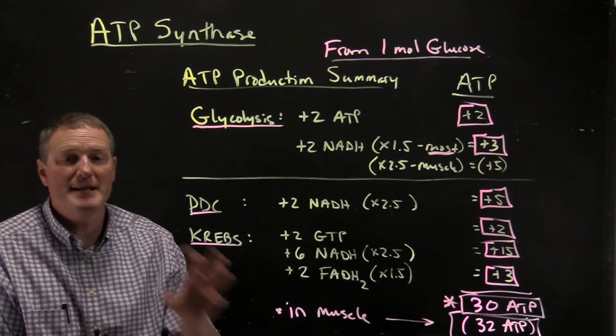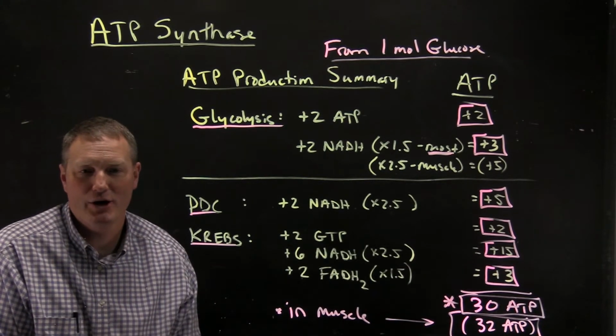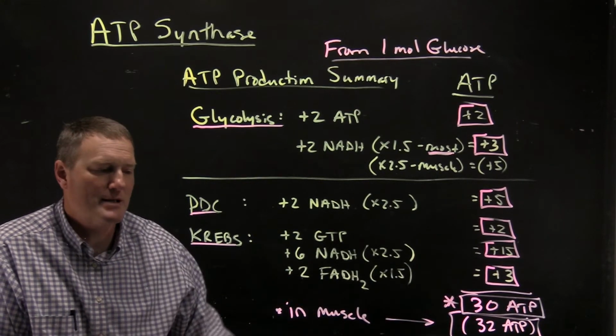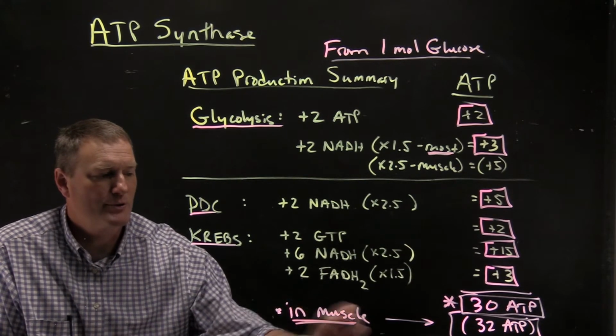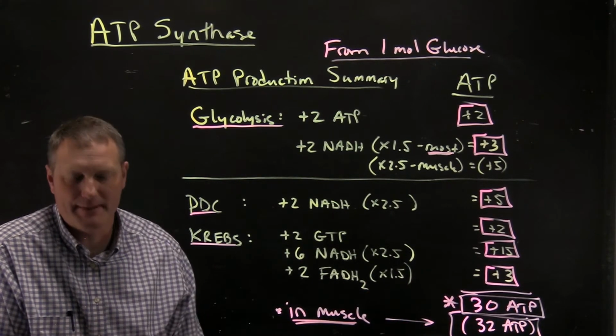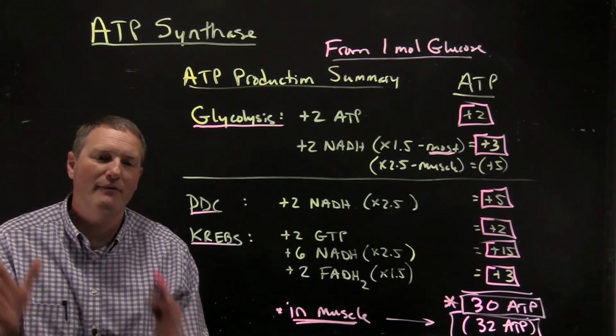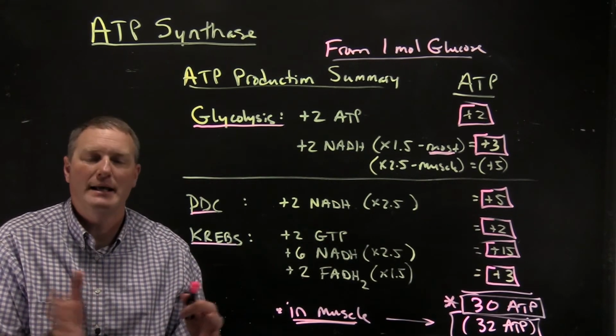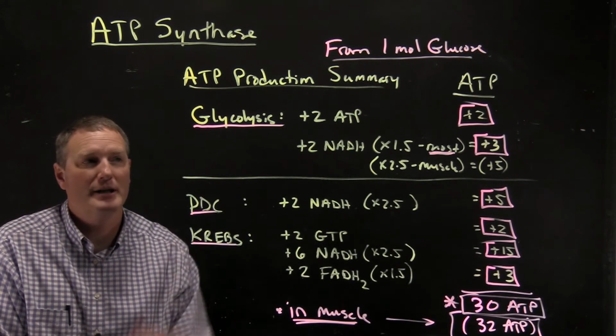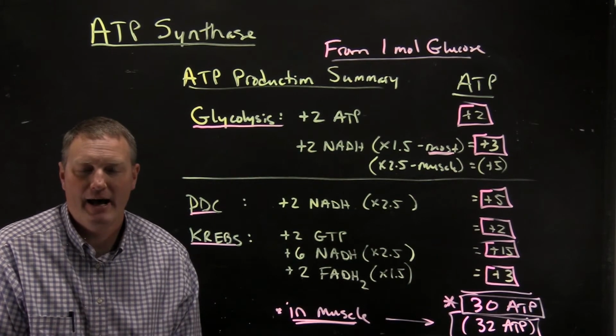All right, so this little summary table is one I definitely would get to know. And then also don't forget that muscle tissue, you get that extra little burst of an additional +2 ATP. All right, so that finishes up everything for electron transport, and then oxidative phosphorylation, and then the discussion of ATP synthase. I hope this helped.